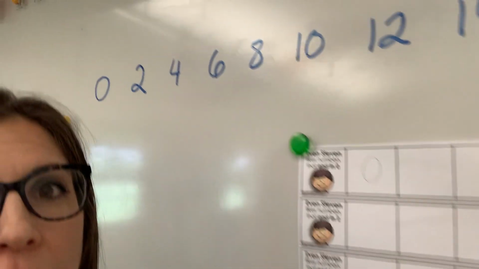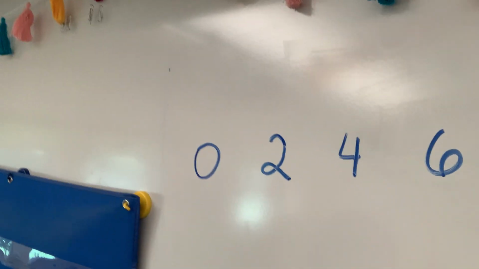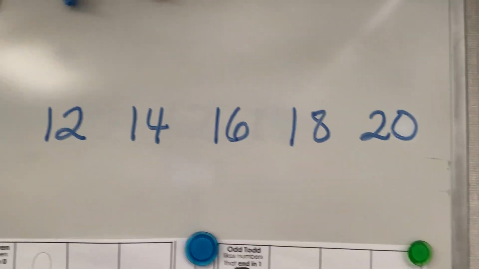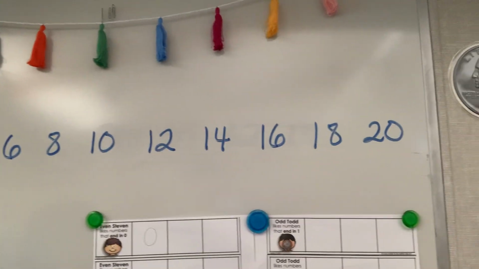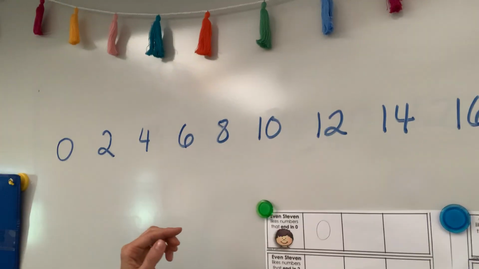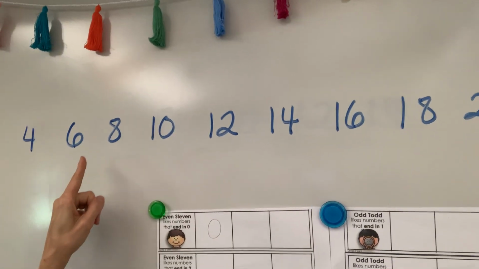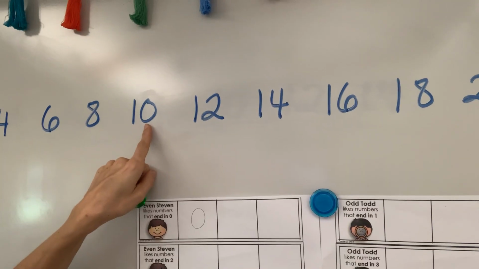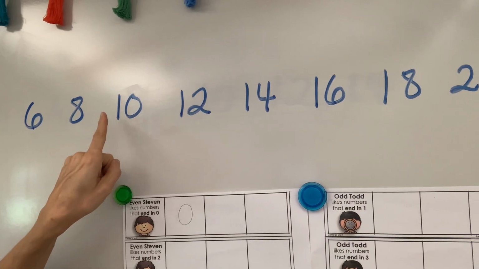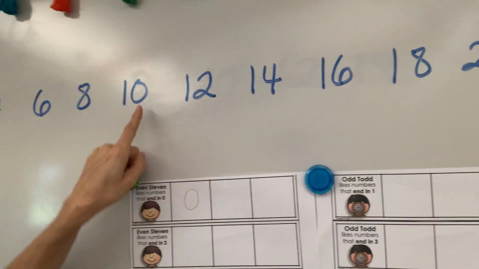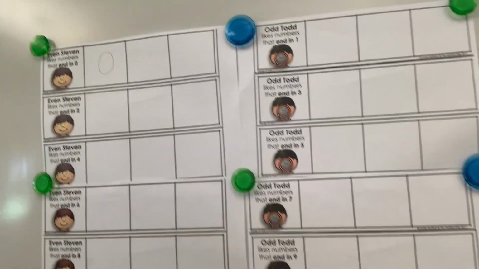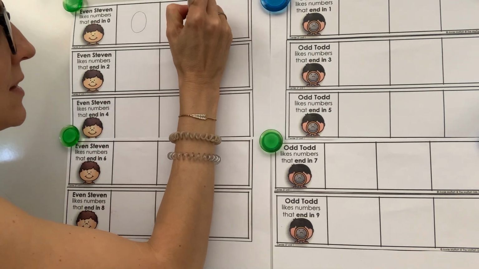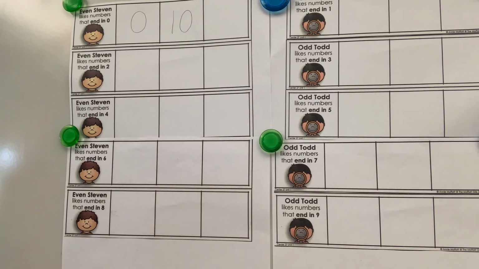Okay, now let's look at our even numbers. What other number ends in 0? Do you see one? Some of you see another one. Let's look. What other one finishes in 0? Oh, look, here's a 0. That's right. 10 finishes with 0. It has a 1 and a 0. So we can write that one right here, right beside it. Let's write it together. We're going to write a 1 and a 0. And now we have 10.